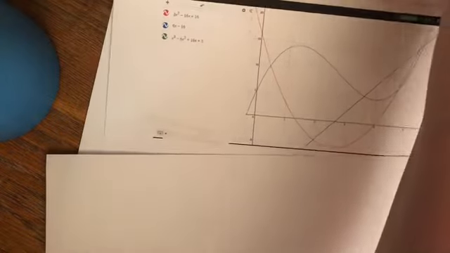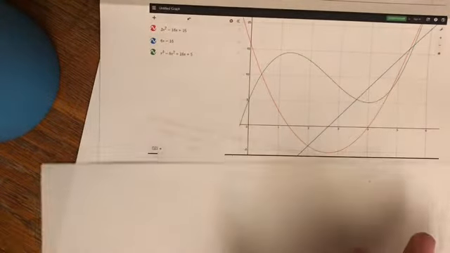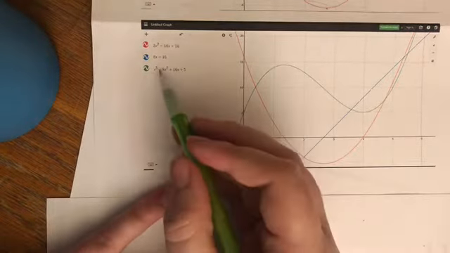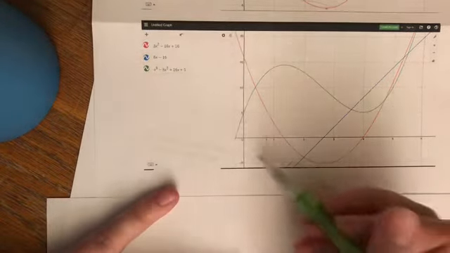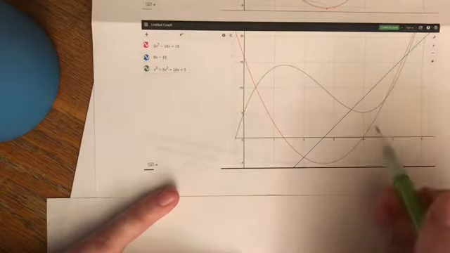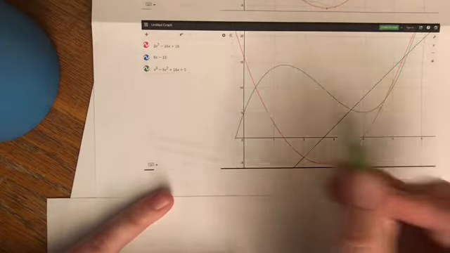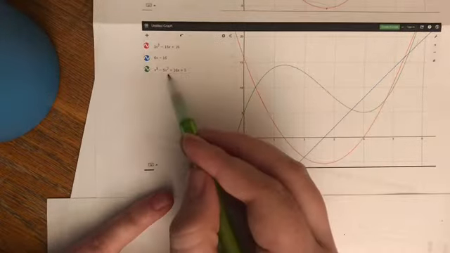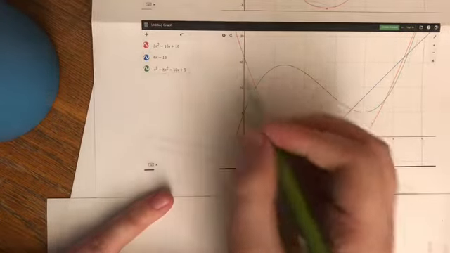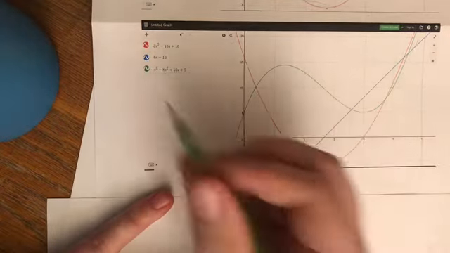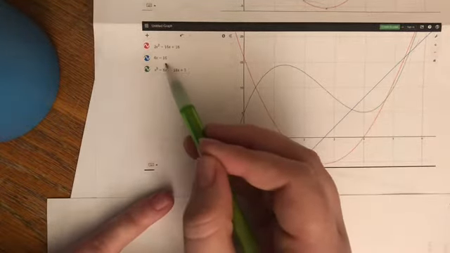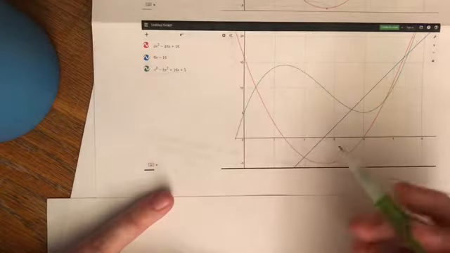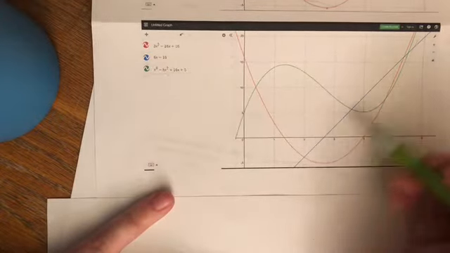In this graph, it just shows the different things that we've done. So this green one is the original equation that we were first given. And then this red one is the derivative of that original equation, so that is our velocity equation. And then lastly, this blue one is the derivative of the velocity function. And that's just this blue one right here.